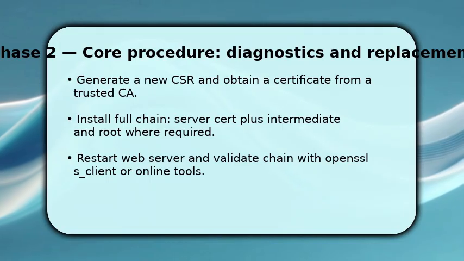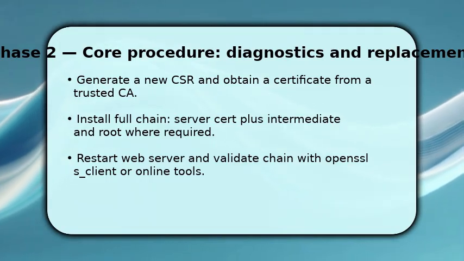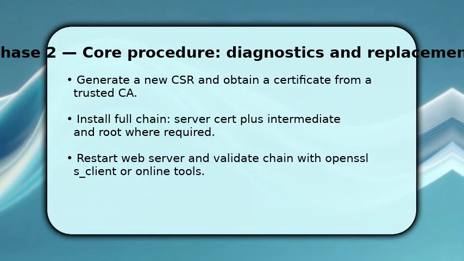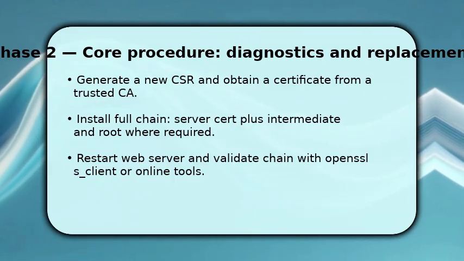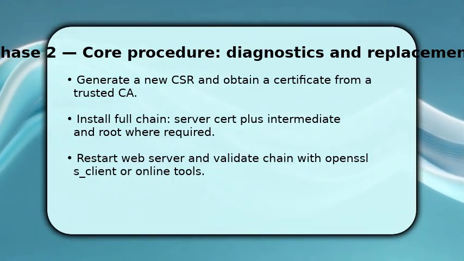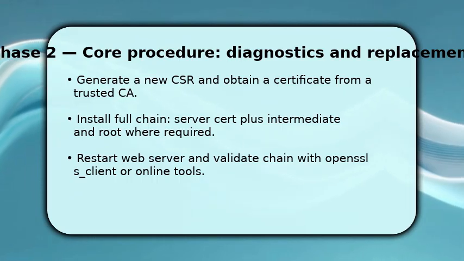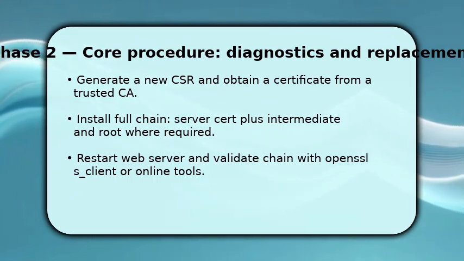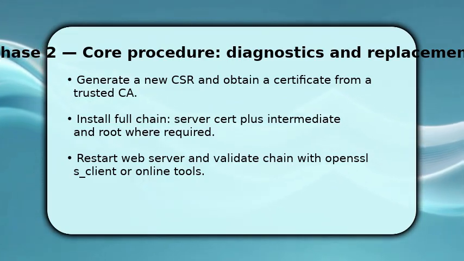Generate a new CSR on the origin, request a cert from a trusted CA, and obtain the full certificate chain. Install the server certificate plus any intermediate certificates in the correct order on your web server. Missing intermediates commonly cause the 526 error. Once installed, restart or reload the web server.